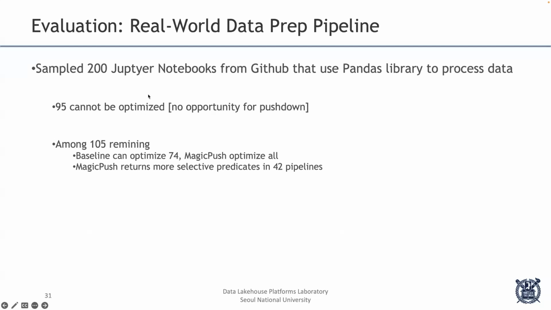So for real-world data pipelines, they sample 200 Jupyter notebooks from GitHub that use Pandas library to process data. And out of 200, 95 cannot be optimized, meaning there's no opportunity for pushdown. Among the 105 that are remaining, the baseline can optimize 74, and magic push can optimize all of the 105 remaining. So magic push returns a more selective predicate in 42 pipelines, meaning it ends up filtering more rows compared to the proposed rules.